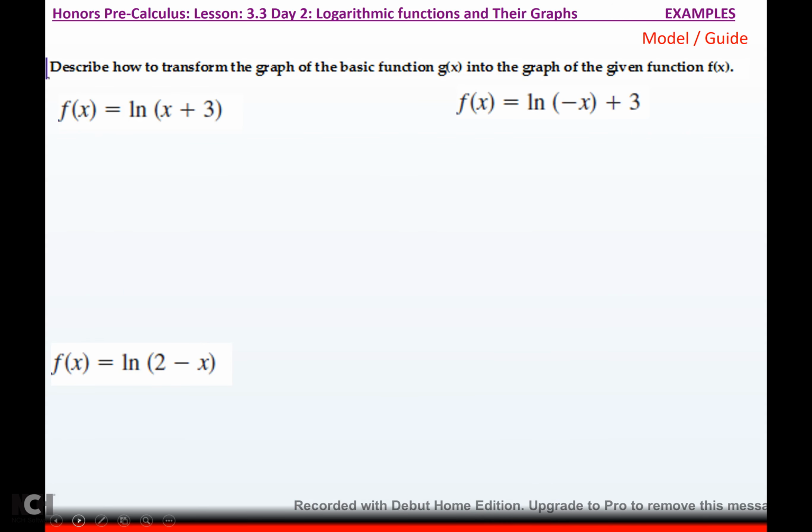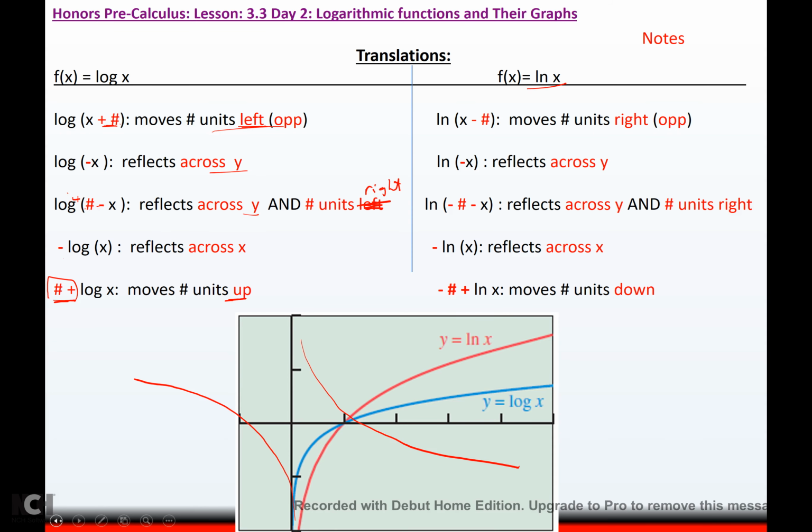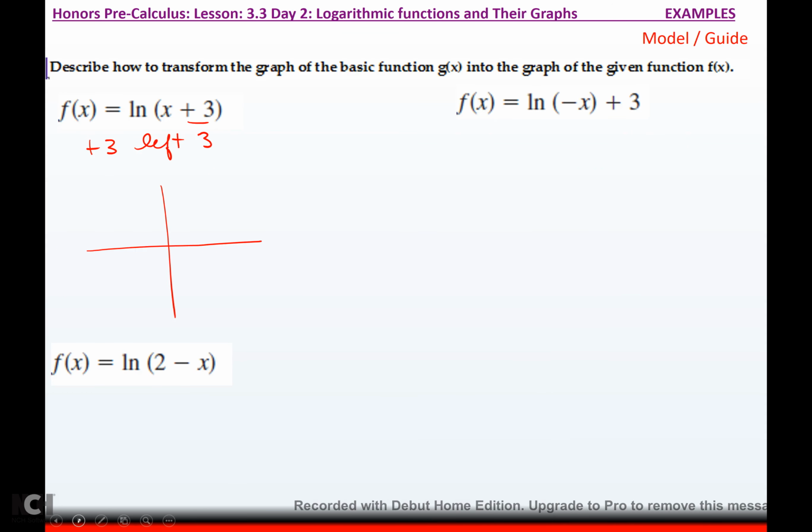Alright, so it says, first of all, we're just going to describe how to transform the graph. We don't actually have to graph it yet. Well, this positive 3 on the inside is going to move it left 3. So if I just kind of sketch the natural log, that was the red one, so it doesn't touch right there, so it comes up like this. So there would be the parent, and then 3 units left would do something like this. Let's see how close I am. Oh, look. Except for it only goes down so far. Okay, and it moved it over 3 units.